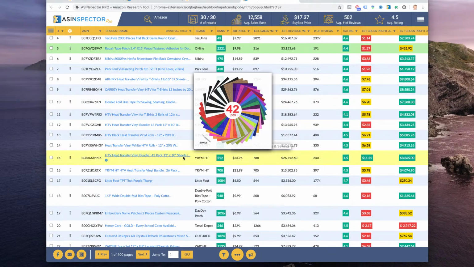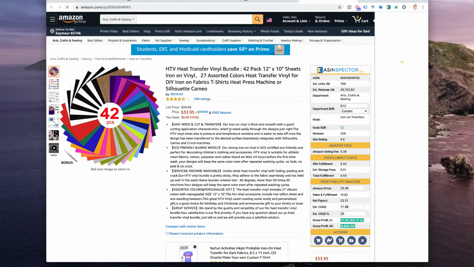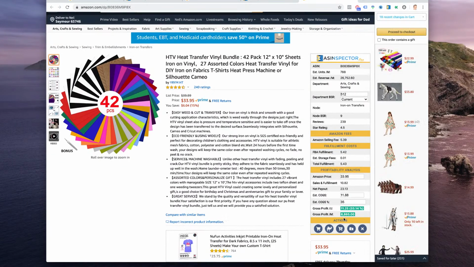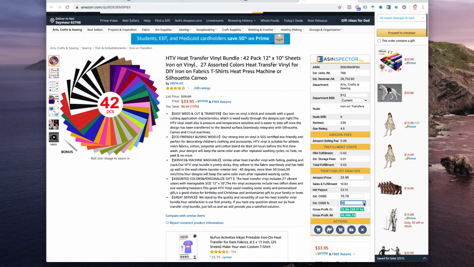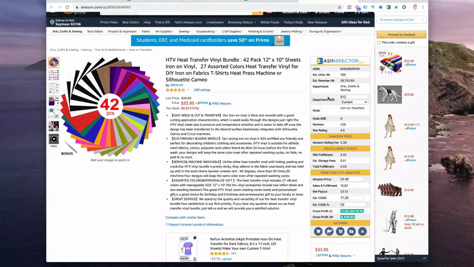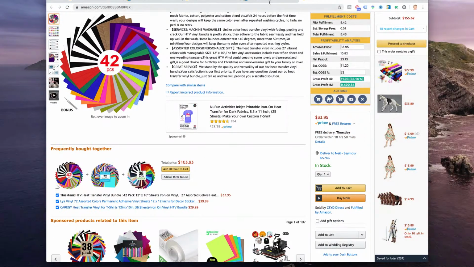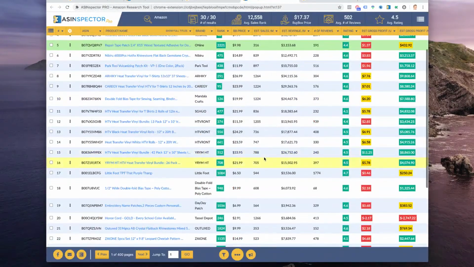So as we look along here, we see this product, this heat bundle, packed heat transfer vinyl bundle, 42 pack, 12 by 10 sheets, iron on. Okay, so we're seeing that it's doing about $11.25. If we could get those cost of goods down to maybe 30%, we could be doing $12.94 per unit, which is really nice. Its department BSR is really low, and its node is really low as well. So it's definitely ranked really well, and that is an indicator of something that's going to be a little bit harder for us to compete.